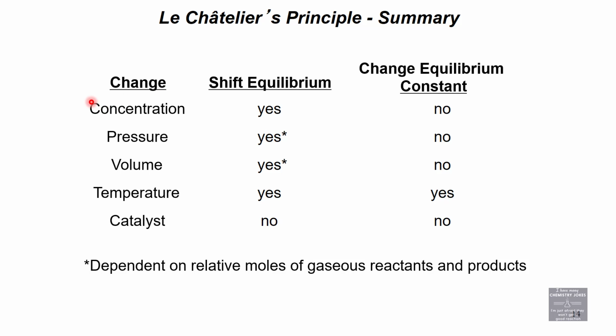So for concentration, we can say if you add more products, it's always going to shift left. If you add more reactants, it's always going to shift right. For pressure, you cannot say if you increase the pressure, it always shifts left or it always shifts right, because it depends on the reaction and how many moles of gas you have. That's what that little asterisk is saying. You can't always say it shifts left or right. It depends on the reaction you're given. Temperature, for the same thing, it depends on whether it's endothermic or exothermic as to which direction it shifts.